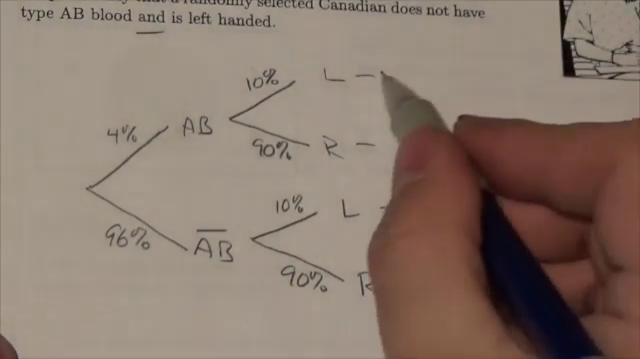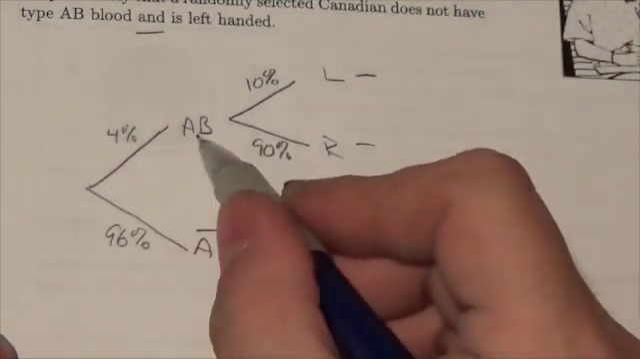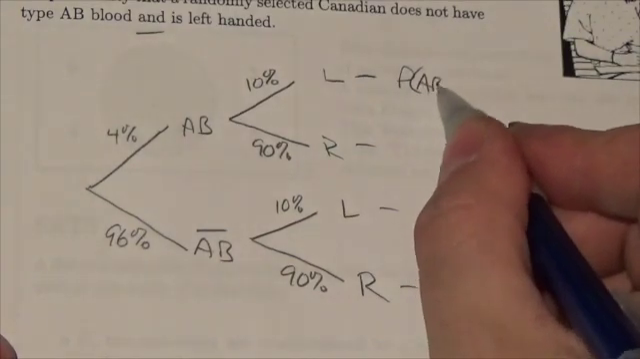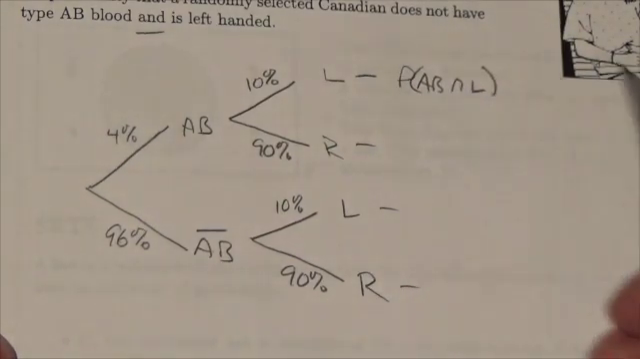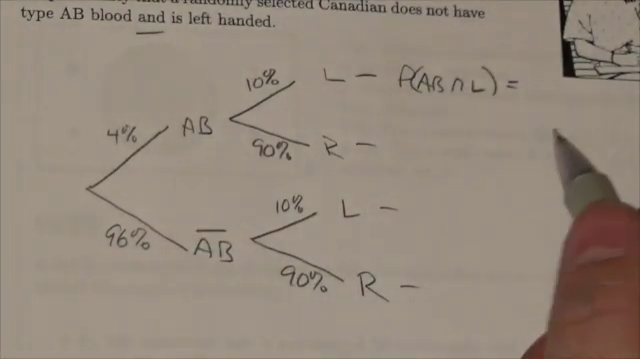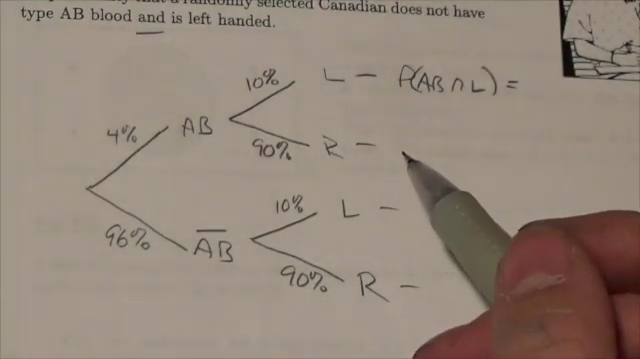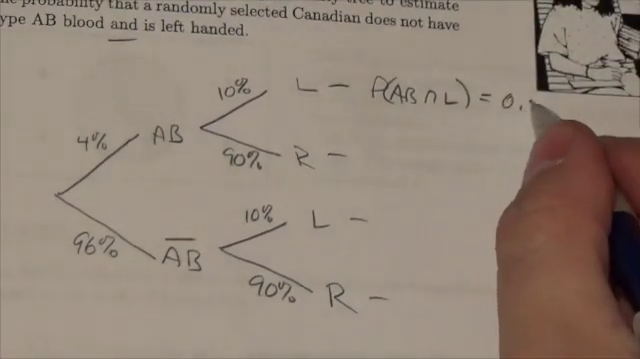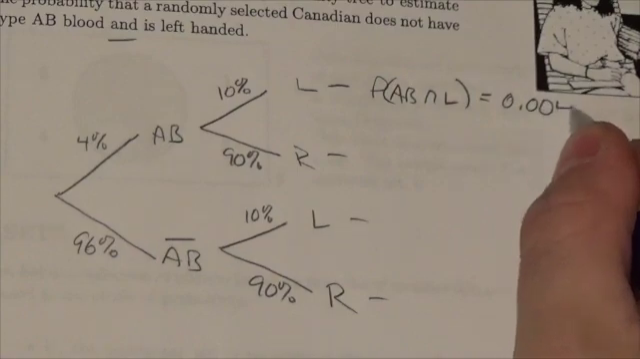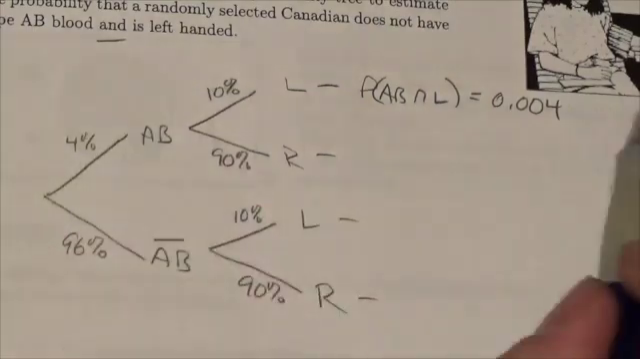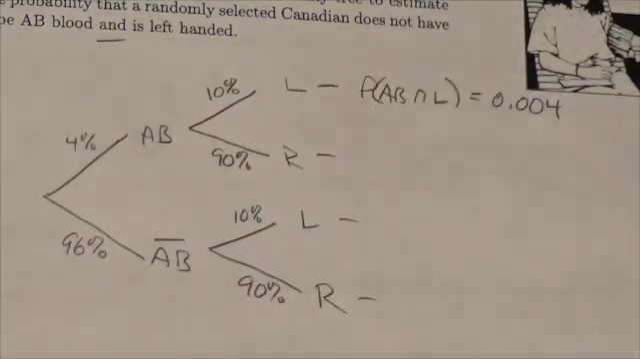The probability that somebody is type AB blood and is left-handed, so the probability that you have got AB and you're left-handed, is going to be the product of those two. So that's going to be 0.04 times 0.1. It turns out that is 0.004, or 0.4%.